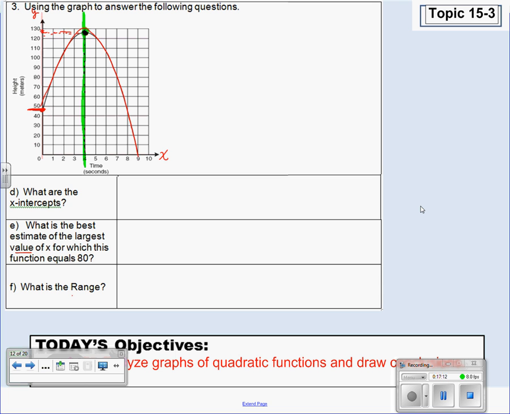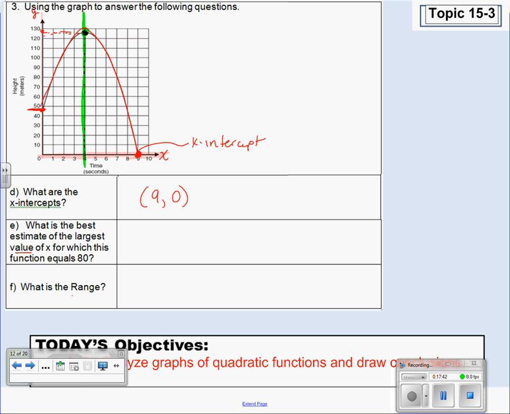Our next question, D, asks, what are the x-intercepts? So our x-intercepts, again, we're going to look at the x-axis, which is now our time axis. And the x-intercept is where it crosses the x-axis. Well, notice it only crosses at one spot. Since it only crosses at one spot, we only have one x-intercept. It is at 9, and the y-coordinate is 0.